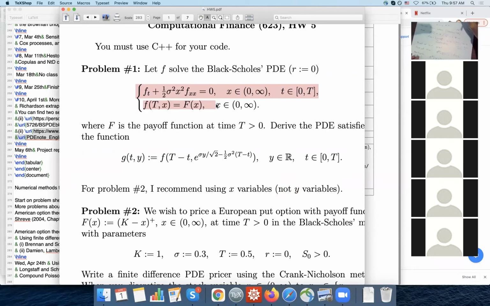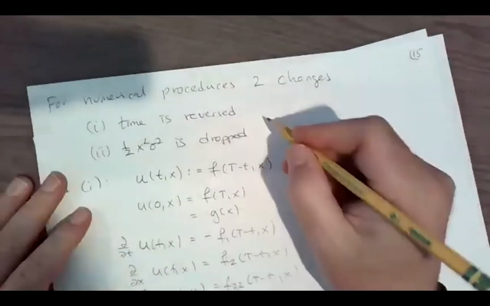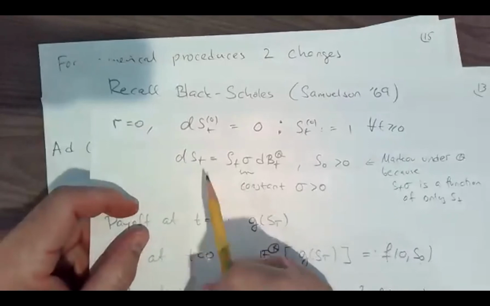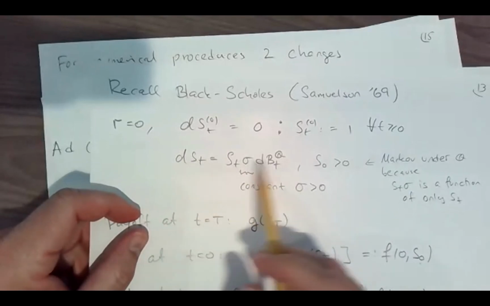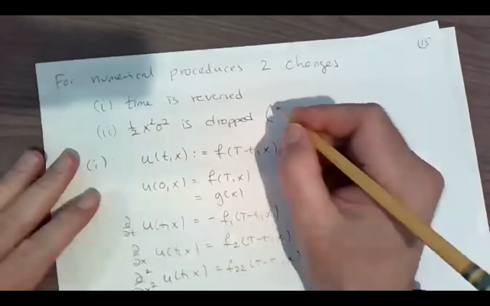But I want you to know that it is possible to get rid of this 1/2 sigma squared x squared term by doing a transformation of this sort. And it's not a surprise, right? The transformation didn't come out of nowhere. For this one, when I'm looking at the stock, I have this dS here. This SDE, I know how to solve that SDE. This SDE has a solution.